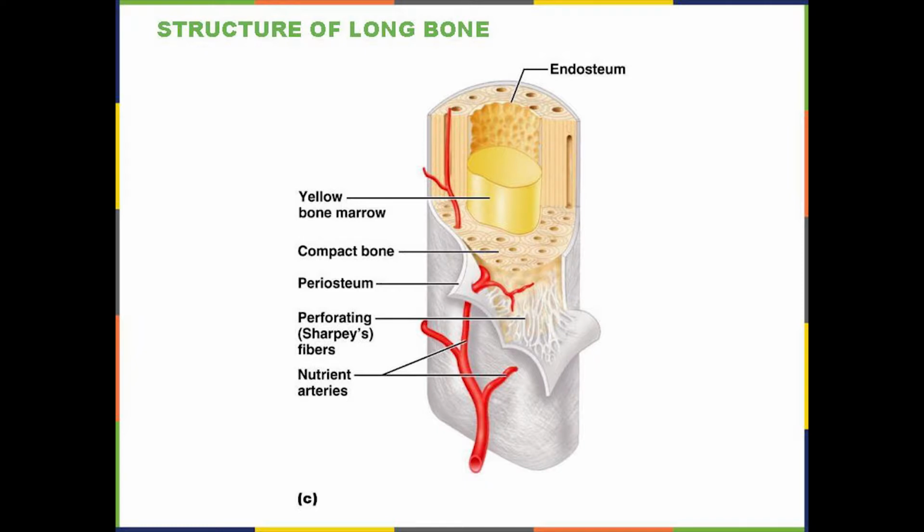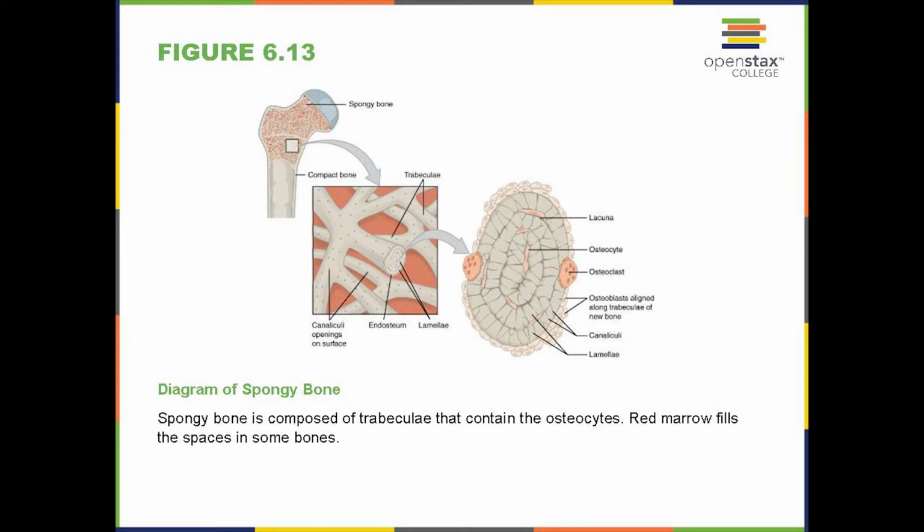So the basic structural unit of compact bone is the osteon. So we can remember this from our picture that we saw, our tissue that we saw in lab. And up here is the diagram of it. I have another diagram of it. We'll come back to this. This is showing spongy bone, and so we see our trabeculae here.